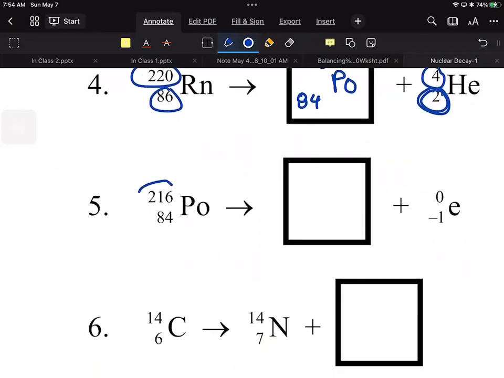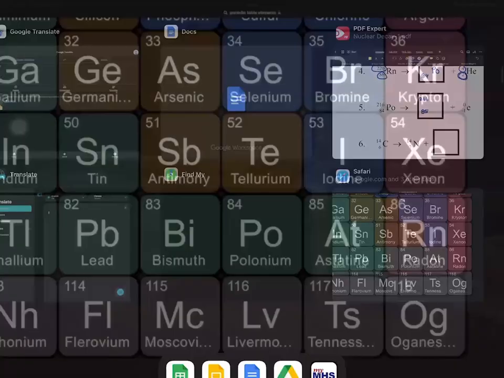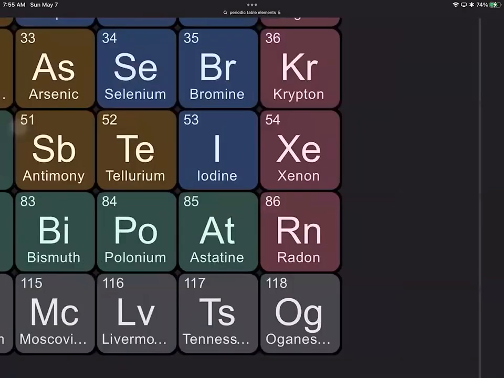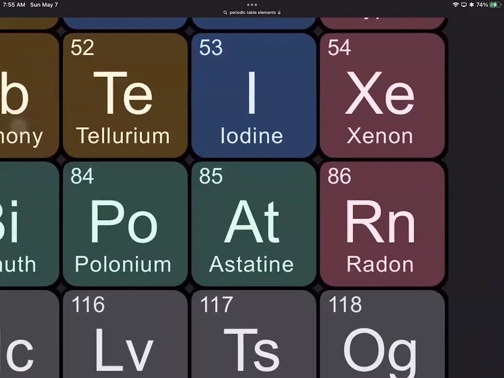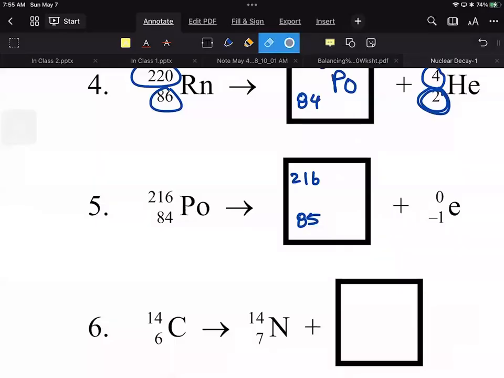All right, so 216 goes down to zero. So what plus zero equals 216? That'll just be 216. 84 breaks down to negative 1. So what plus negative 1 equals 84? 85, because 85 minus 1 equals 84. Sweet. Now we need to find something that has 85. That would be At, astatine. I don't know.